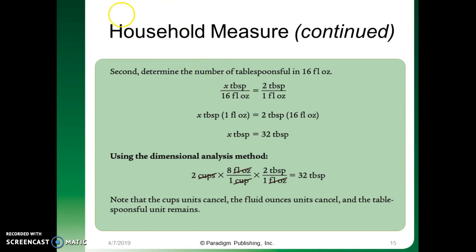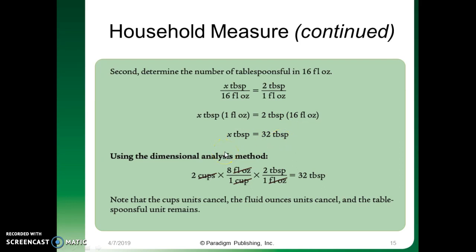So then we know that 2 tablespoonfuls are equal to 1 fluid ounce. So x over 16 fluid ounces. So 16 times 2, 1 times x is equal to x. 2 times 16 is equal to 32. So there are 32 tablespoonfuls in 2 cups.